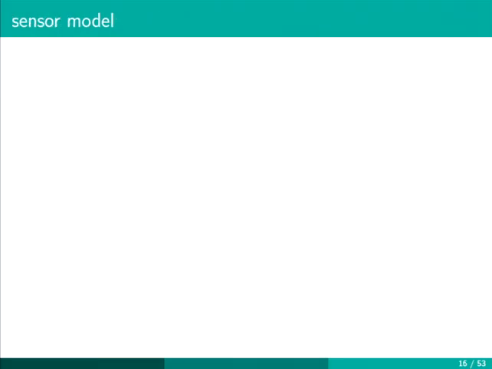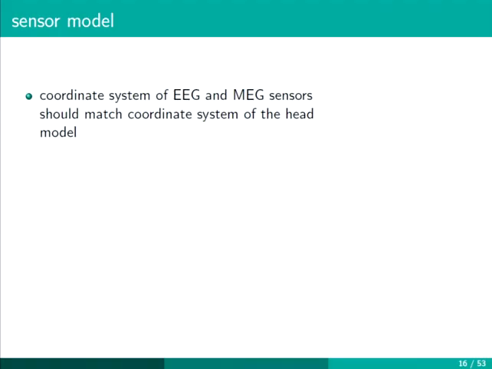As to the sensor model, the main thing is that the coordinate system of our EEG and MEG sensors should match the coordinate system of the head model. So fiducials can guide the co-registration. For example, in our case, patients or subjects who are going into the MRI machine will have fiducials representing landmarks like the nasion and the two preauricular points.